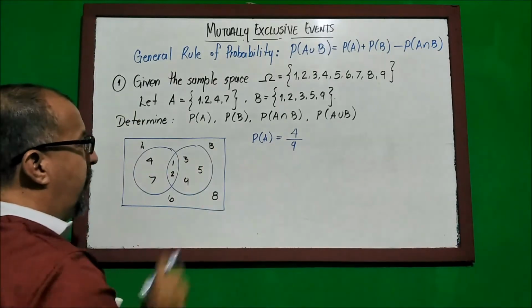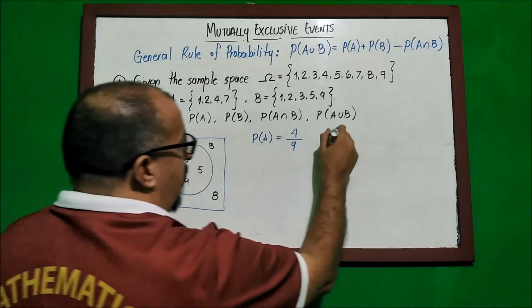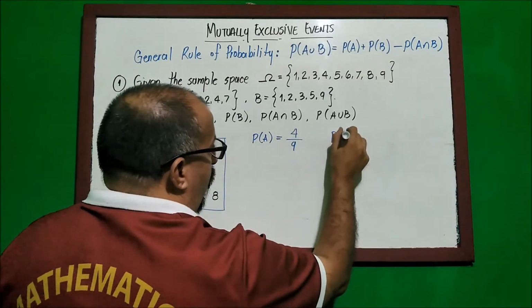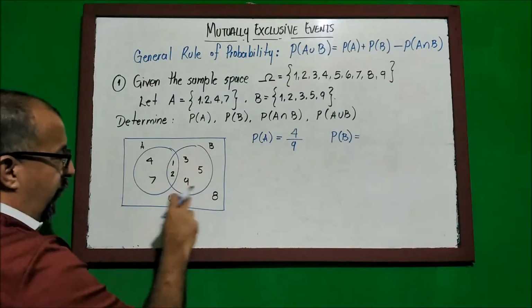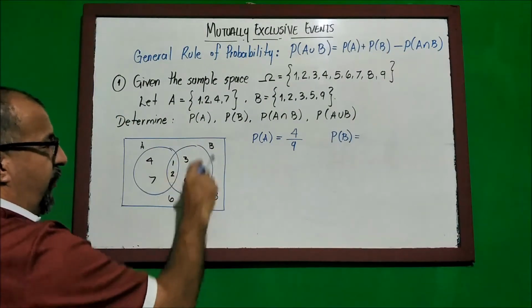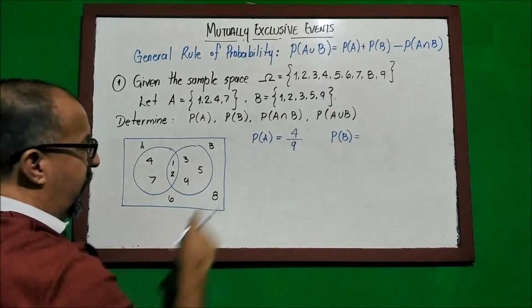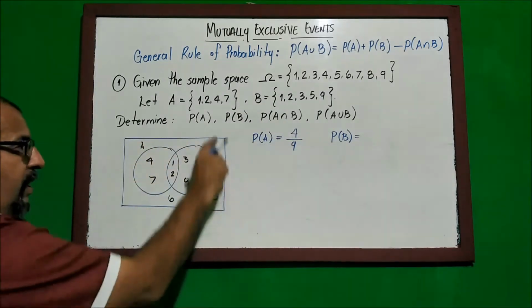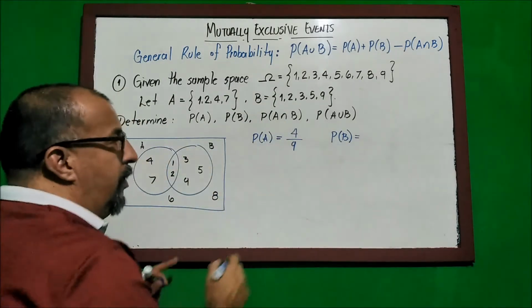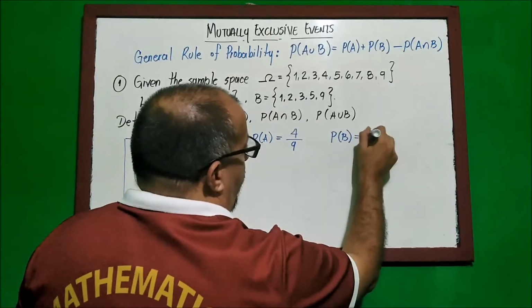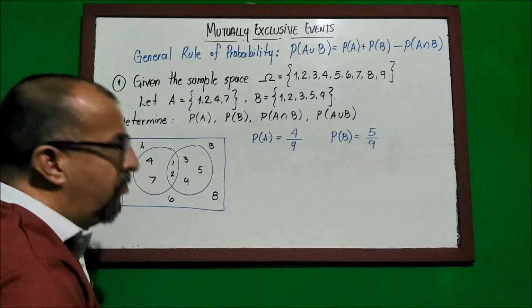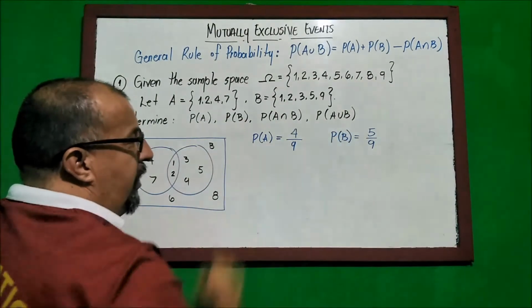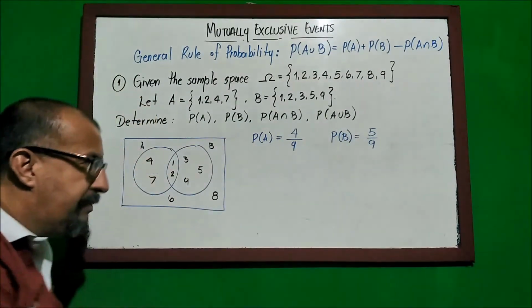Then, let's find the probability for set B. The probability of B will be equal to all the elements that are part of set B, which is 5 elements, divided by the universe that we have in this set. So, it will be 5 over 9. Again, we check this fraction, but in this case it is already in simplest form.